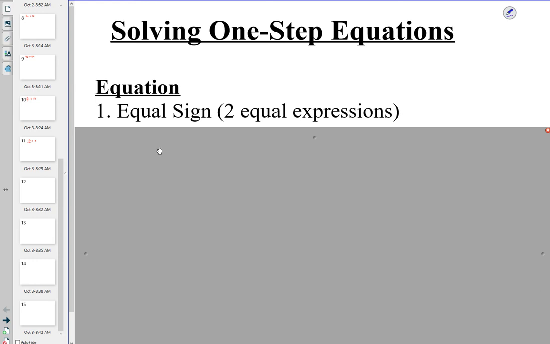So part of understanding equations, even though it's really boring, you're going to have to stay with me through this one, is understanding the difference between equations and expressions.